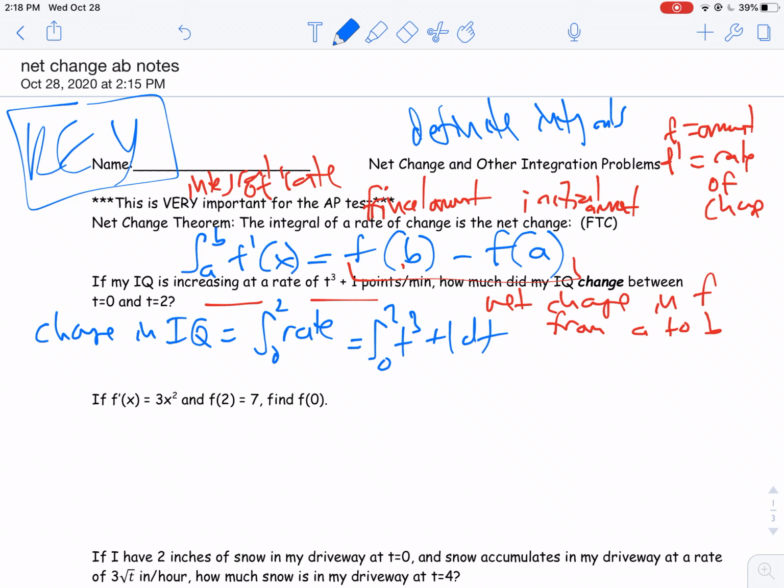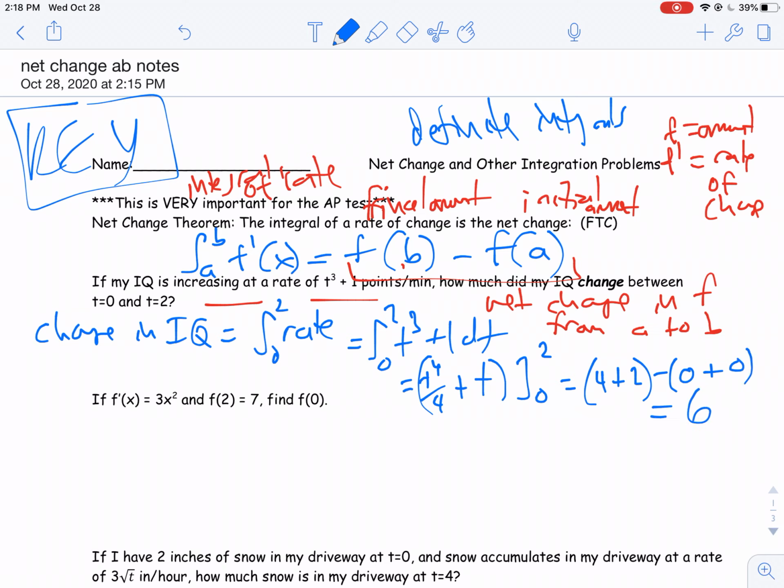From 0 to 2, I get t to the 4 over 4 plus t. When I plug in 2, 2 to the 4 is 16, so I get 4 plus 2. When I plug in 0, of course, I get 0, so that turns out to be 6. That says my IQ changed by positive 6 points from time 0 to time 2. Over the 2 minutes it took me to do this problem, I got 6 IQ points better, which sounds about right. So the idea is that you integrate a rate and you get how much it changes.